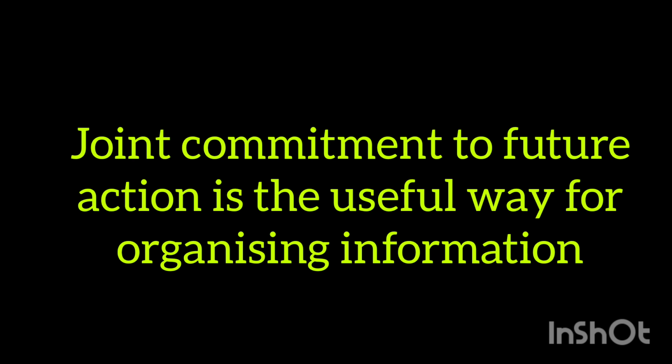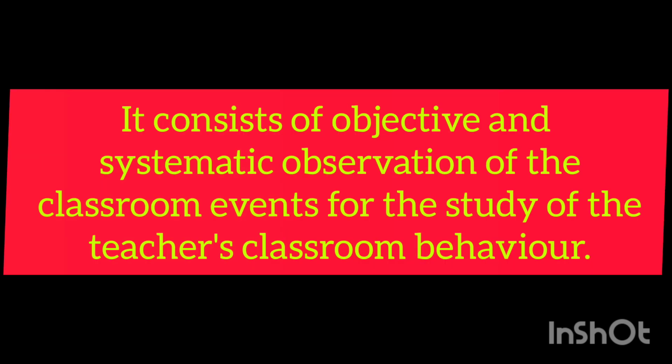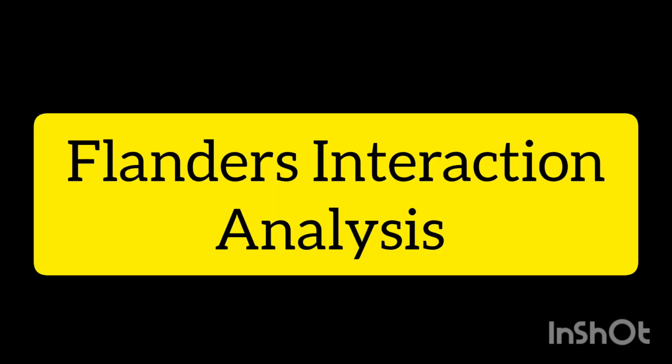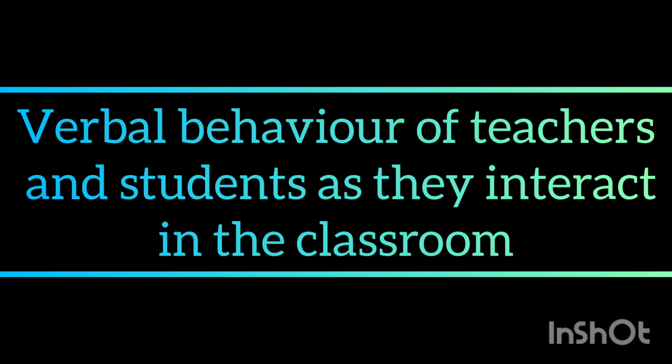Now coming to the next thing, that is classroom interaction. Flanders interaction analysis is related to classroom interaction. So at first we have to know what you mean by classroom interaction. Classroom interaction refers to the teaching activities which consist of objectives and systematic observation of the classroom events for the study of the teacher's classroom behavior and the process of interacting going on inside the classroom. So I think it is clear what classroom interaction means. Now going to the main topic, that is Flanders classroom interaction. Flanders interaction analysis is a process of encoding and decoding the study pattern of teaching and learning.